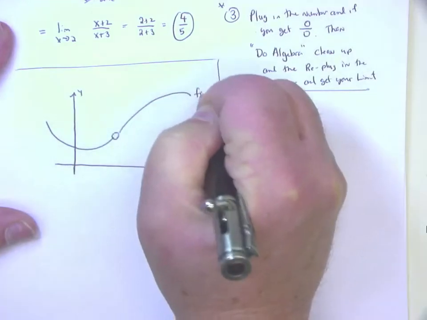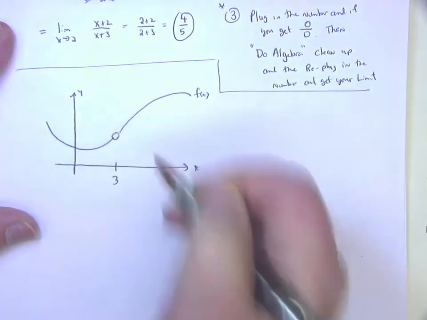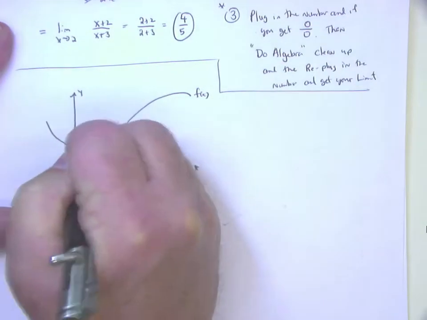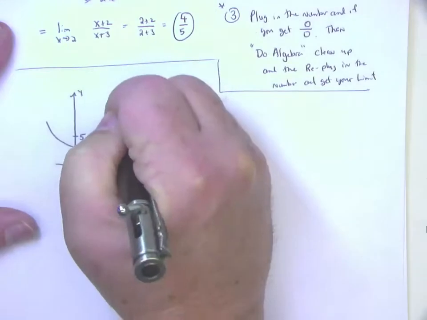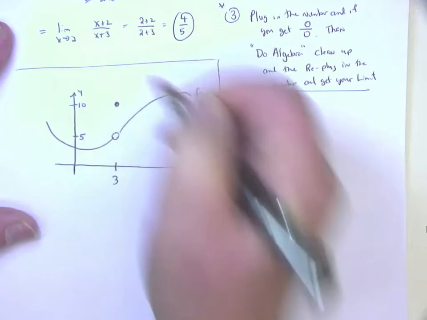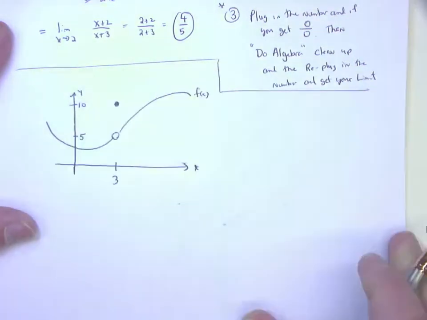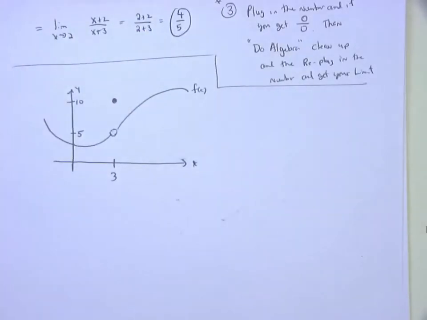Here's some kind of function. Here is the number 3. This is 5 on the y-axis. And here's a point up here. Here is 10. Let's say it's up there. All right, so I got a couple questions for you based on this graph.